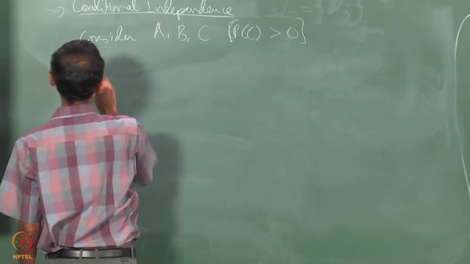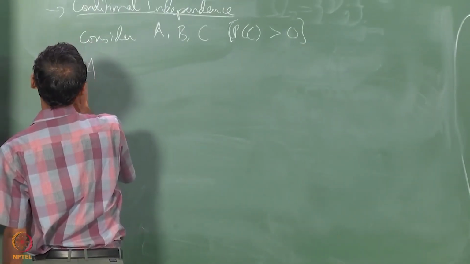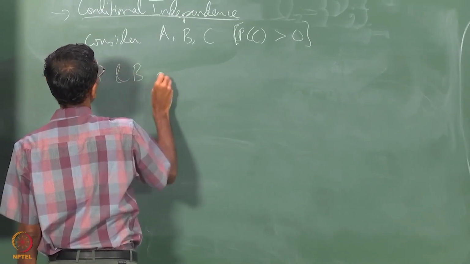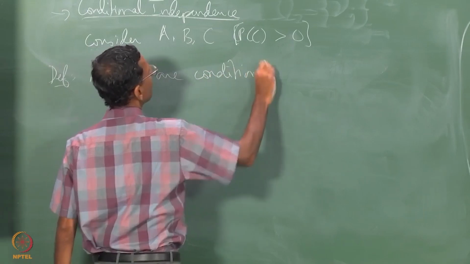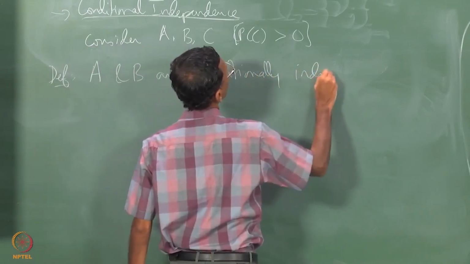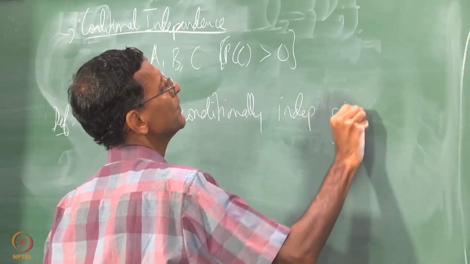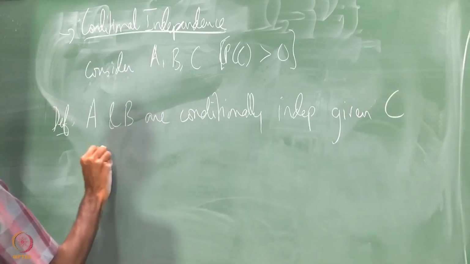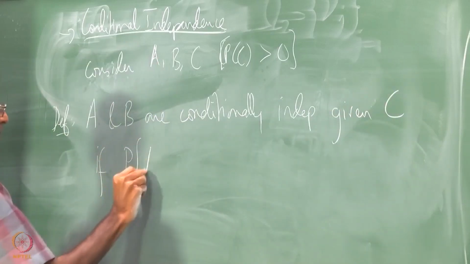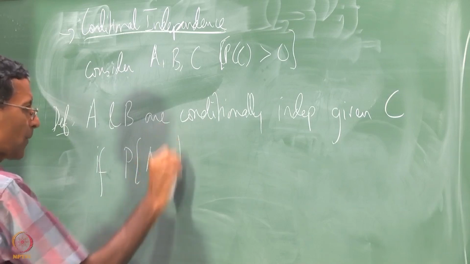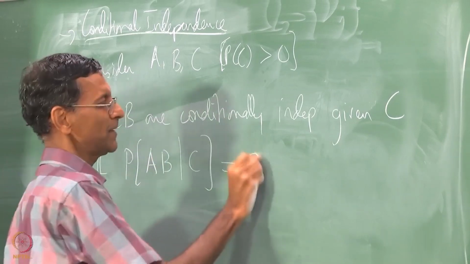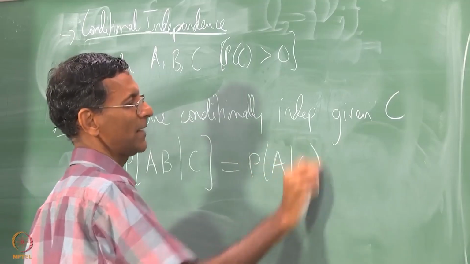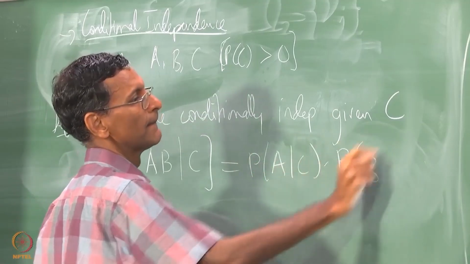So A and B are conditionally independent given C if P of AB given C, this intersection probability given C, can be written as P of A given C multiplied by P of B given C.